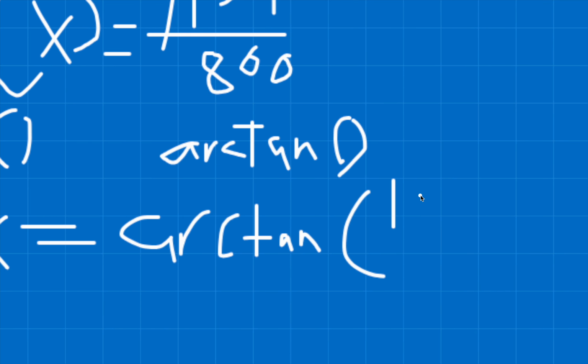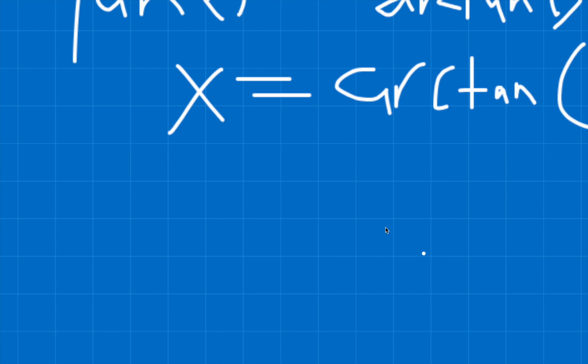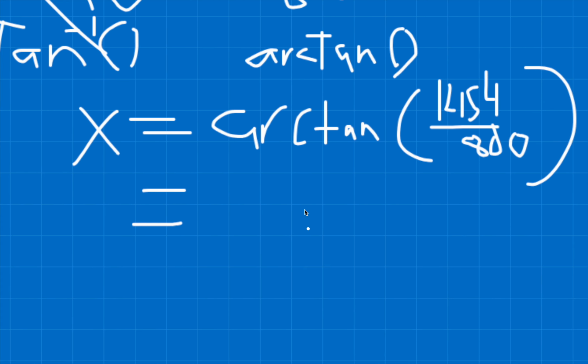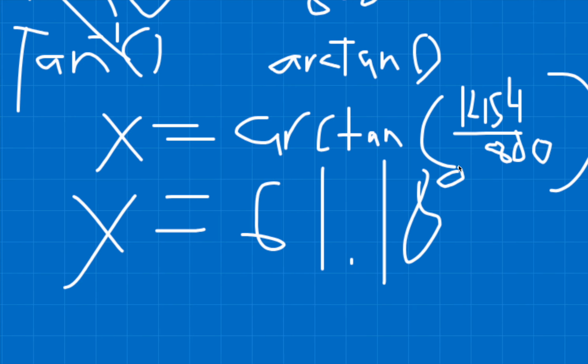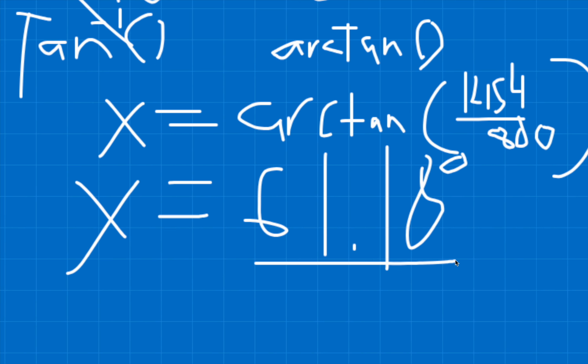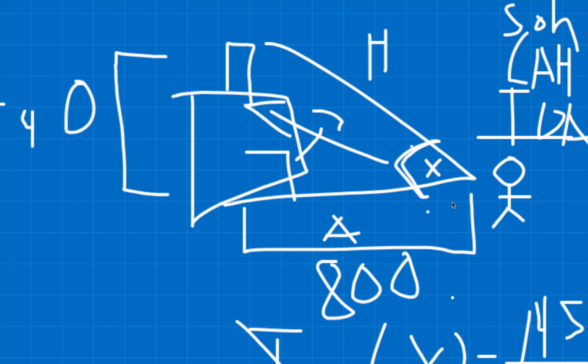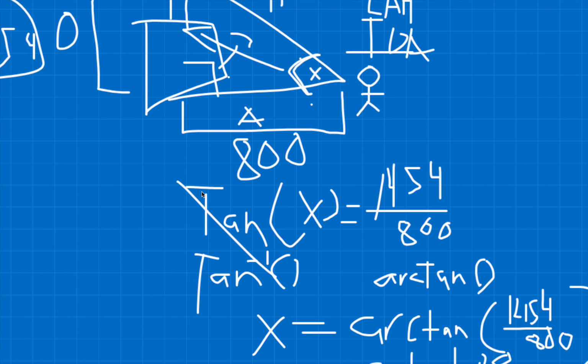And so we'll have arctan of 1454 divided by 800. Make sure that your calculator is in degrees and not radians. And so we'll get x is equal to 61.18 degrees. You're looking at this angle at 61.18 degrees, 800 feet away from a building that's 1,454 feet tall. Thanks.